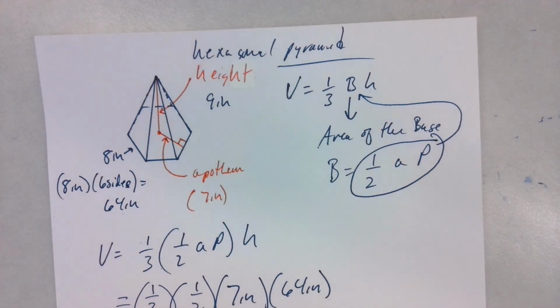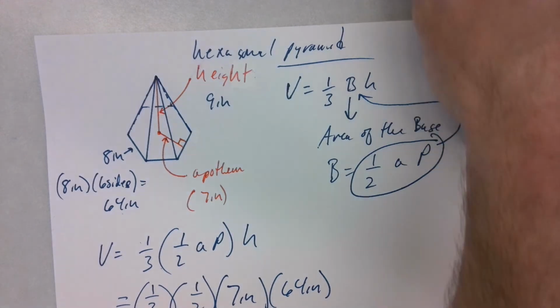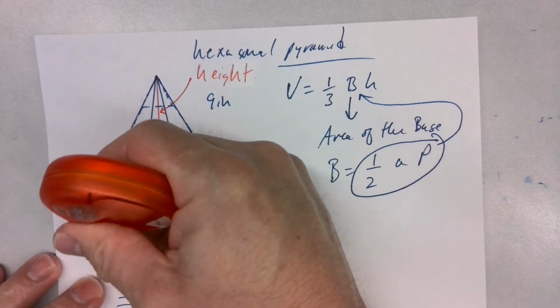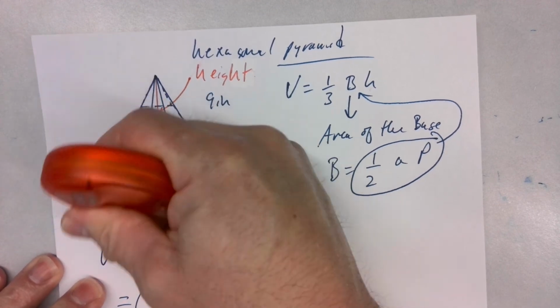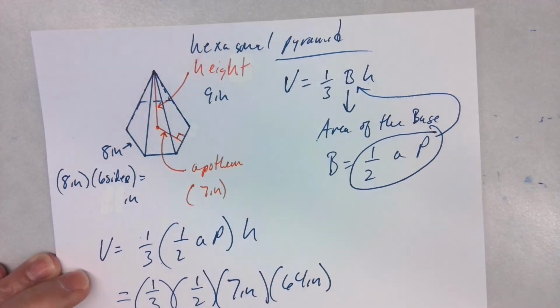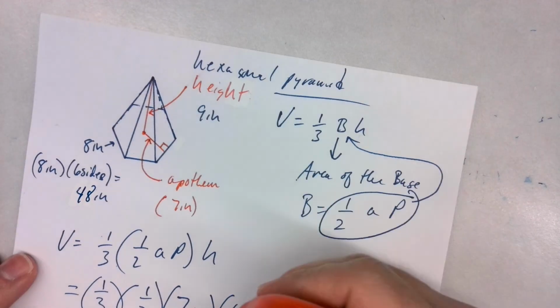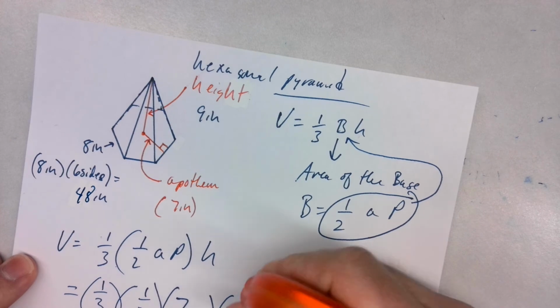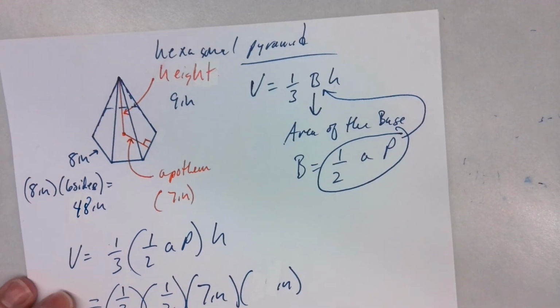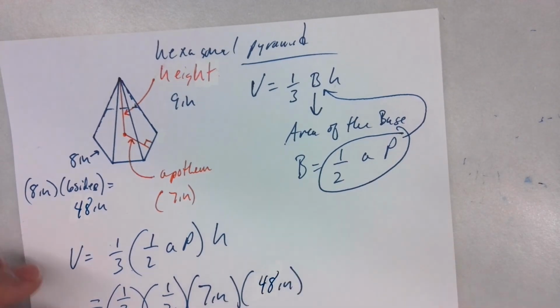48. What? Oh, yeah. What did I do? You squared it. Yeah, I went 8 times 8 instead of 8 times 6. Thank you. Okay, so we'll make that 48. So I've got 48 inches for my perimeter.